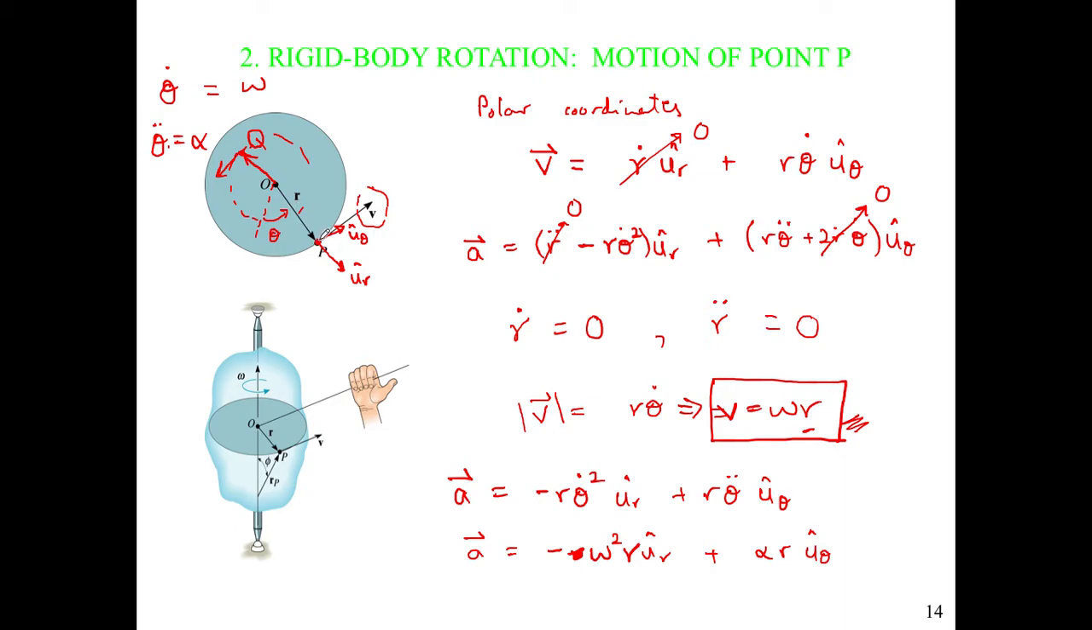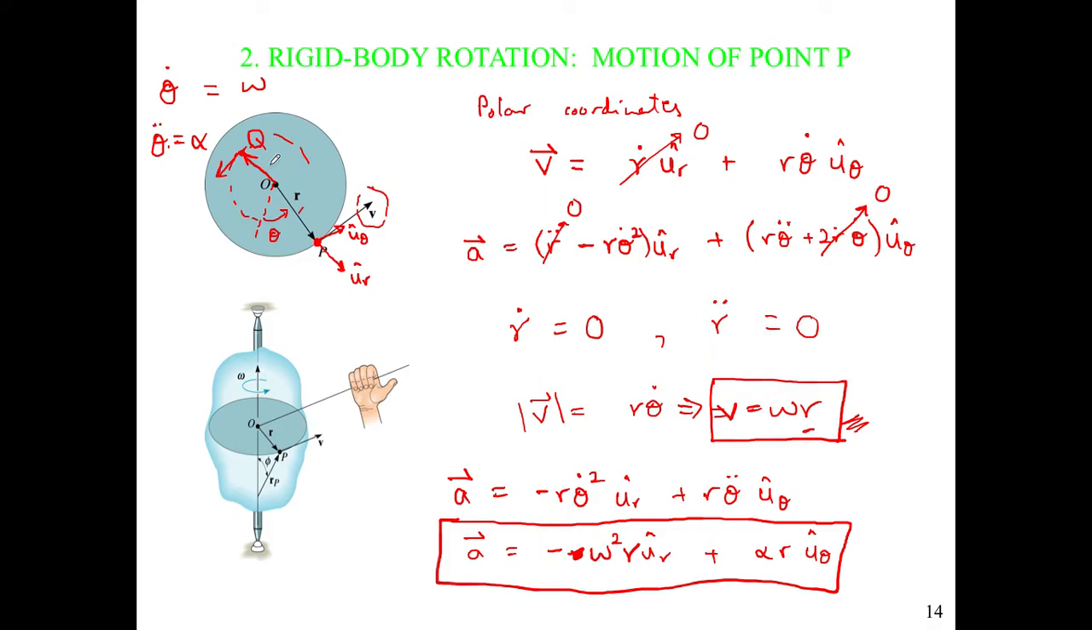That is, for the acceleration of the point P, we have two components. One component is, as we can see, in the minus ur direction, meaning towards the center of curvature, towards O, and the magnitude of it is omega squared r. And then in the theta direction, we have a magnitude of acceleration which is alpha r.